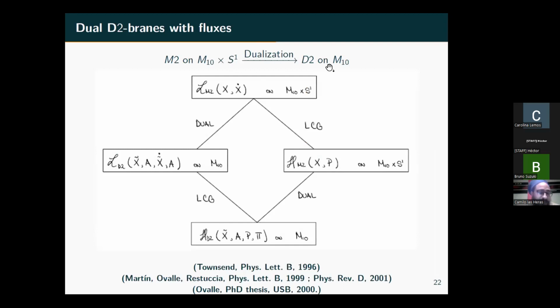This dualization process is very well known in the literature, and we know that an M2 brane compactified on a circle, if you follow this dualization, you are able to reproduce what is called a D2 brane in 10 dimensions, okay? This dualization process commutes with the light-cone gauge. That means that I can start from a covariant Lagrangian, perform the dualization, and then fix the light-cone gauge, and this is equivalent to fixing the light-cone gauge from the same Lagrangian and then performing the dualization. I will obtain the same Hamiltonian, which in this case is related to a standard D2 brane, okay?